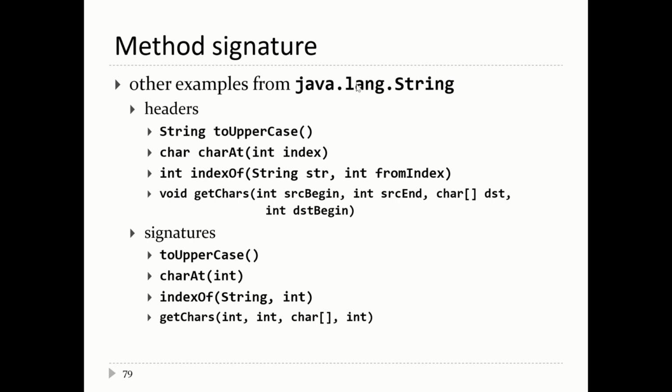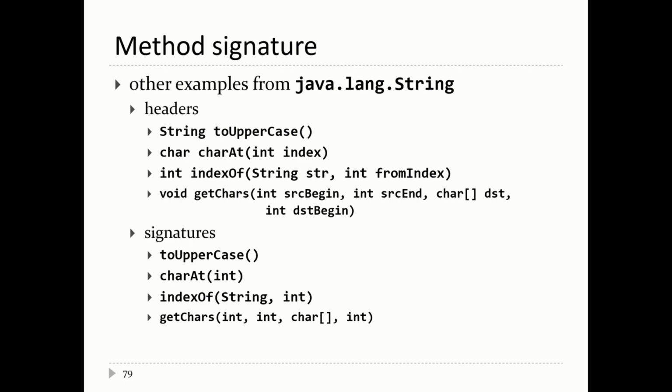Other examples of signatures: in the string class, you've got a toUpperCase method. For the signature, you ignore the return type, so it's just the name and the parameter list. So charAt would be charAt int. indexOf is indexOf string and then int. And getCars would be getCars int, int, array of Car, int. So the names of the parameters don't matter, and the return type doesn't matter for the signature.